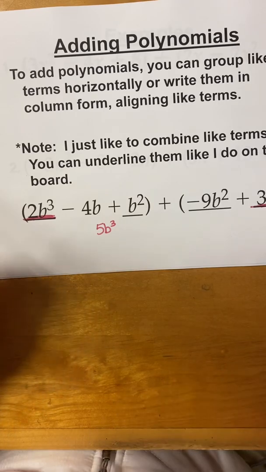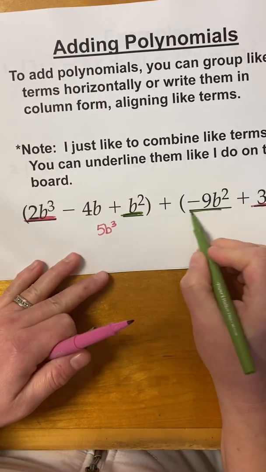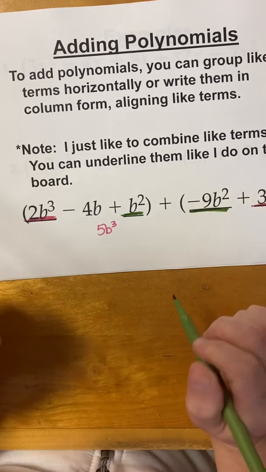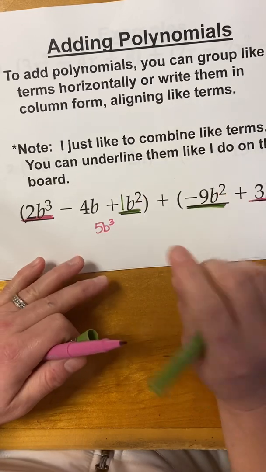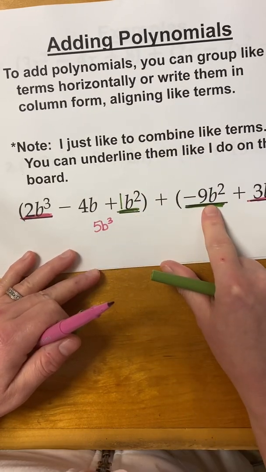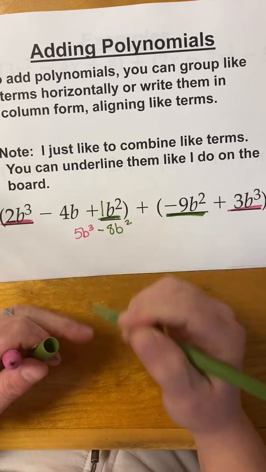And now we want to look for squares. We have a positive b squared and a negative 9b squared. So I can put those together because they both have b squareds. Remember, there's a 1 here as a coefficient. 1 plus negative 9 would be negative 8b squared.